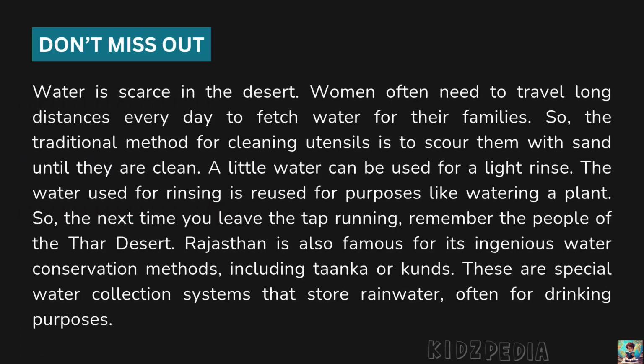Water is scarce in the desert. Women often need to travel long distances every day to fetch water for their families. So, the traditional method for cleaning utensils is to scour them with sand until they are clean. A little water can be used for a light rinse. The water used for rinsing is reused for purposes like watering a plant. So the next time you leave the tap running, remember the people of the Thar Desert. Rajasthan is also famous for its ingenious water conservation methods, including tanka or kunds. These are special water collection systems that store rainwater, often for drinking purposes.